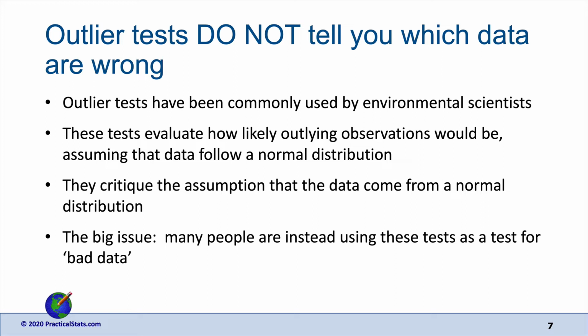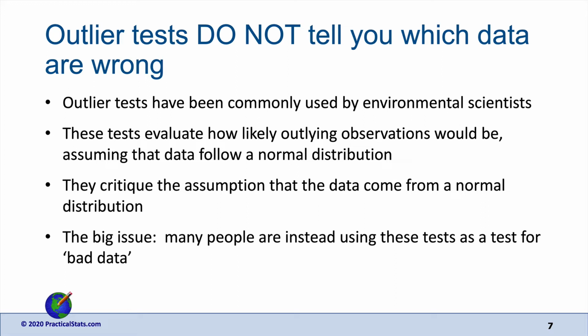And that model almost always is a normal distribution. So if an observation is declared to be an outlier, it's declared to be an observation that's unlikely to have originated from a normal distribution. That's all those outlier tests test for. And so if you find an outlier, it critiques the assumption that that data point comes from a normal distribution.